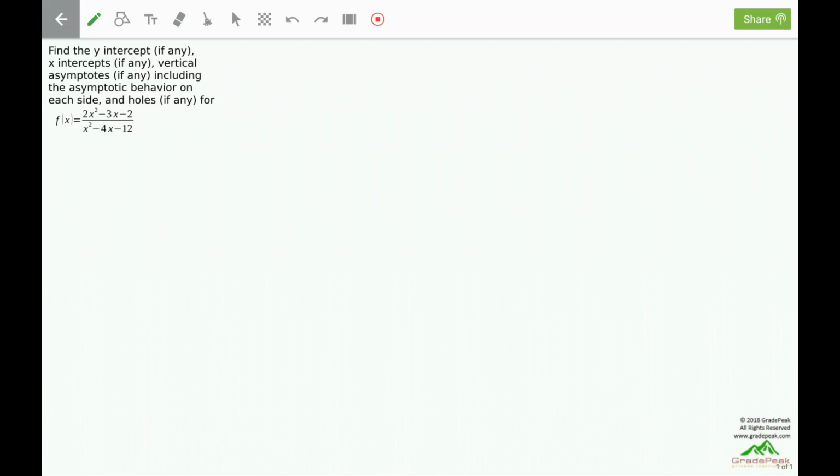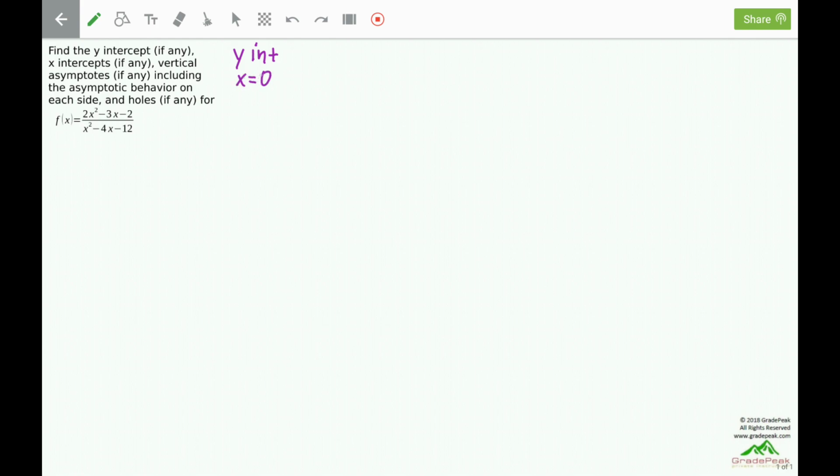Find the y-intercept, if any, x-intercepts, if any, vertical asymptotes, if any, including the asymptotic behavior on each side, and holes, if any, for f of x equals 2x squared minus 3x minus 2 divided by x squared minus 4x minus 12. The first thing to find is the y-intercept, where the function crosses the y-axis.